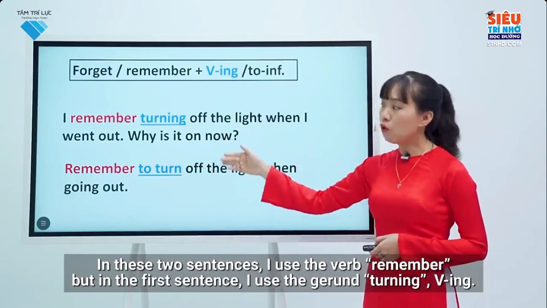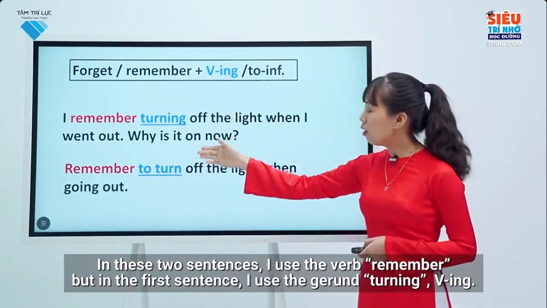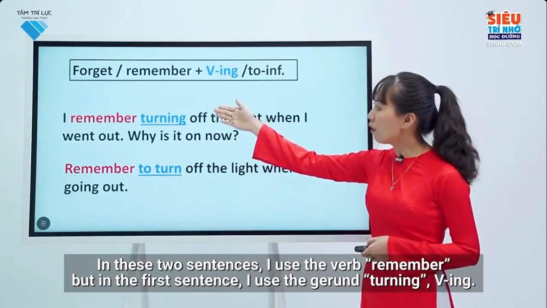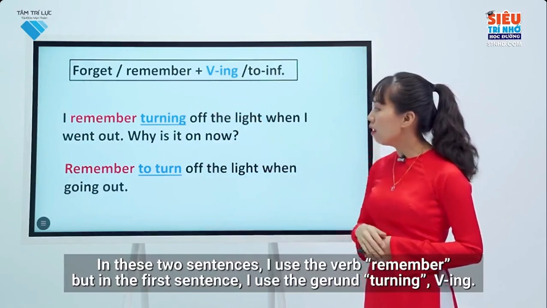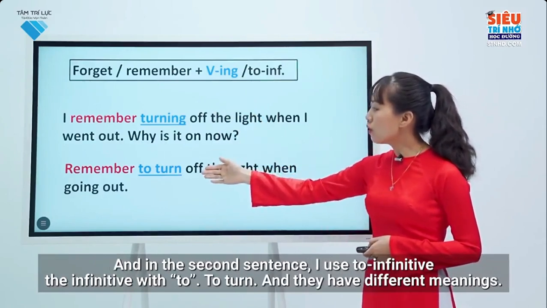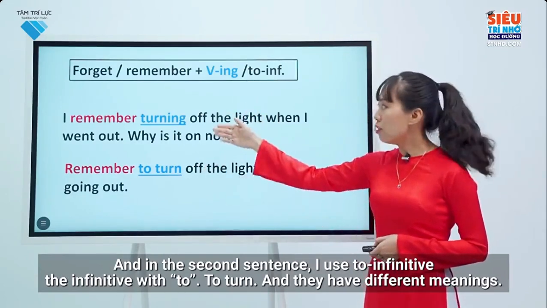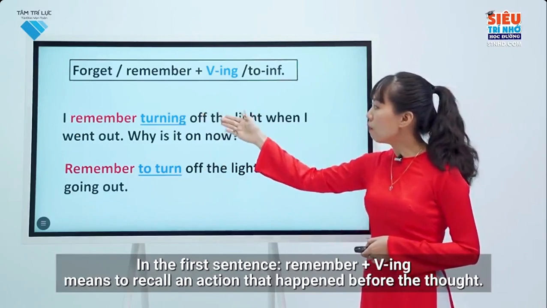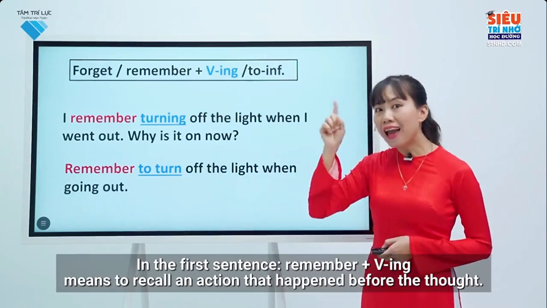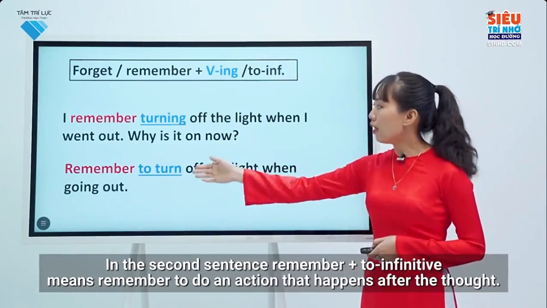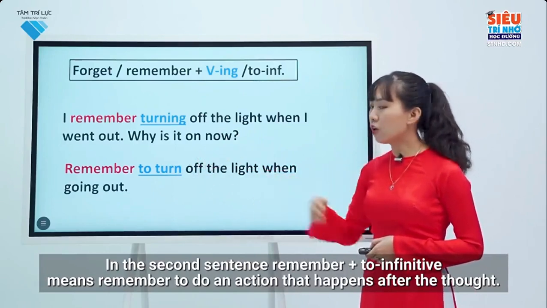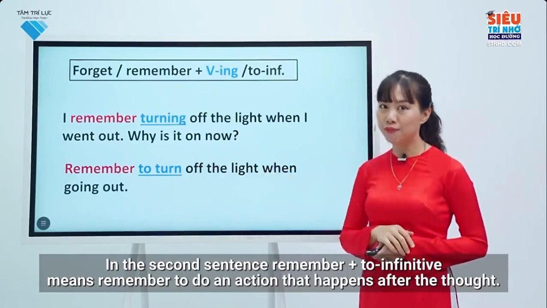In these two sentences, I use the verb remember, but in the first sentence, I use the gerund turning, verb ing. And in the second sentence, I use to infinitive, to turn, and they have different meanings. In the first sentence, remember plus verb ing means to recall an action that happened before the thought. In the second sentence, remember plus to infinitive means to remember to do an action that happens after the thought.